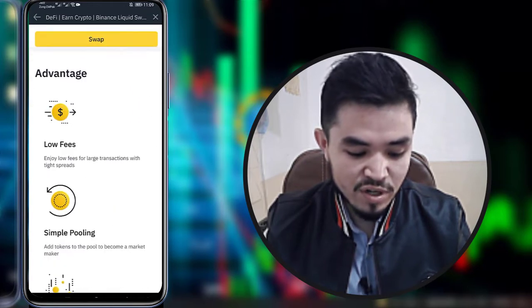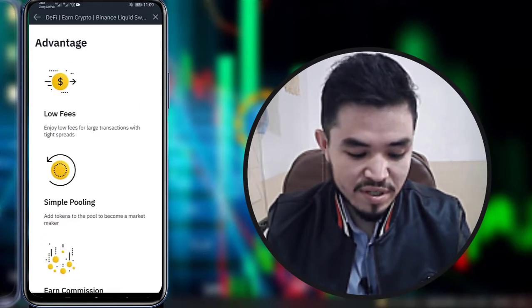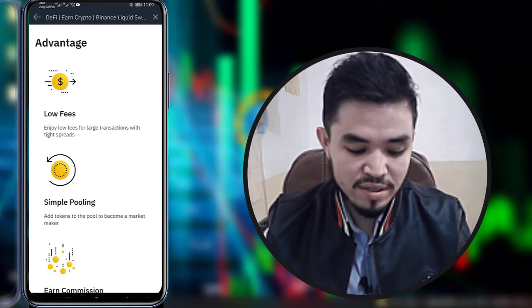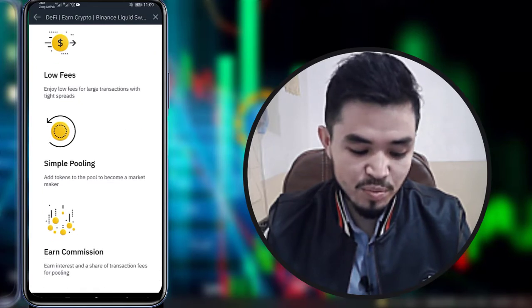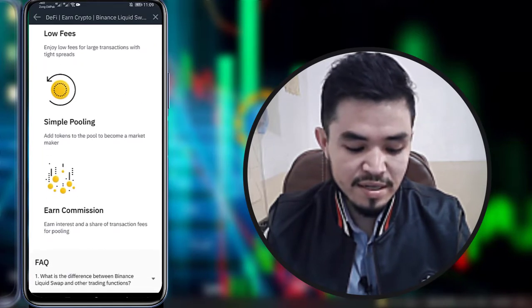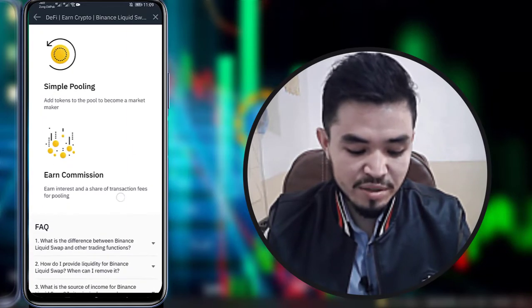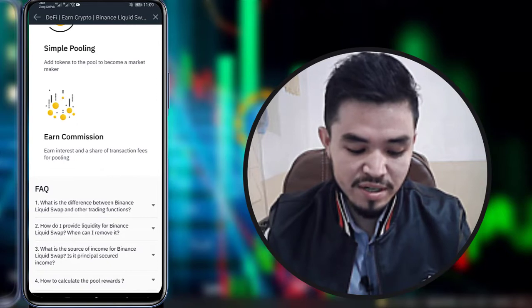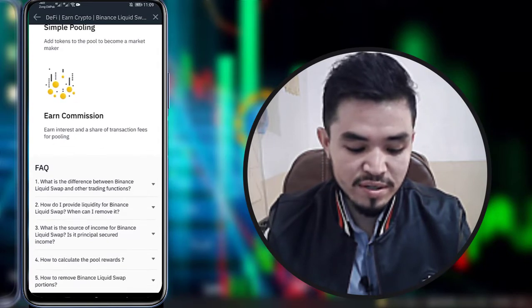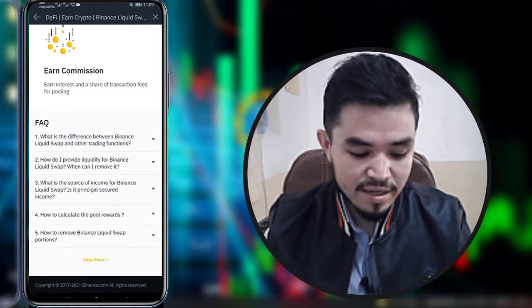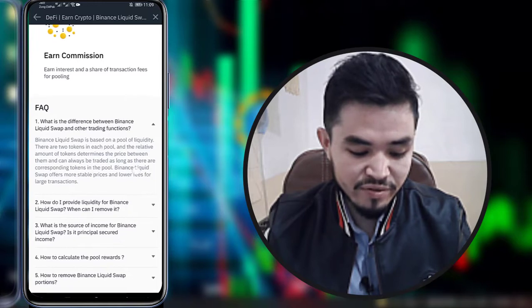So there are the advantages. There are low fees: enjoy low fees for large transactions with tight spreads. There is simple pooling: add tokens to the pool to become a market maker. Earn commission, earn interest, and a share of transaction fees. Here is the difference between Binance Liquid Swap and other trading functions.